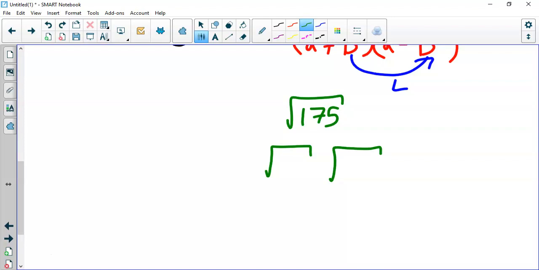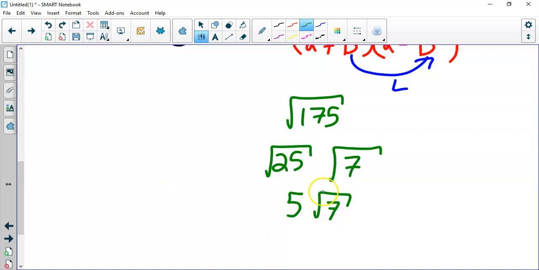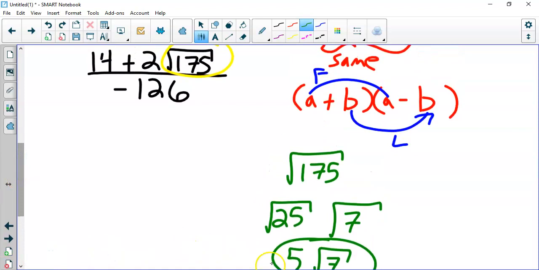25 and 7. I like it. 25 and 7. And what's the square root of 25? 5. The square root of 7 stays, right? So this piece that we have right here, we're going to put it in right there.